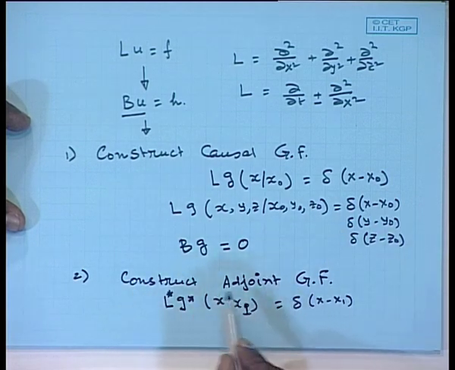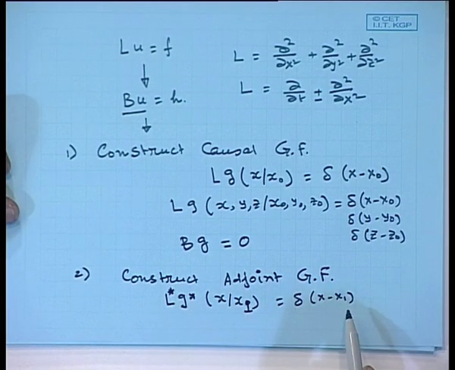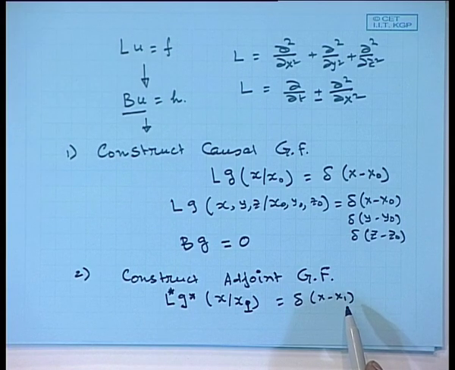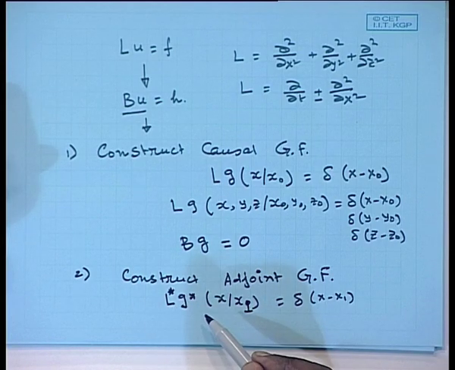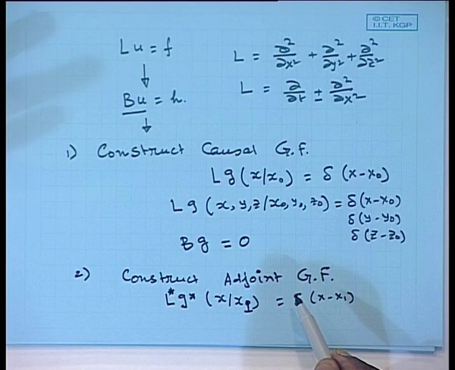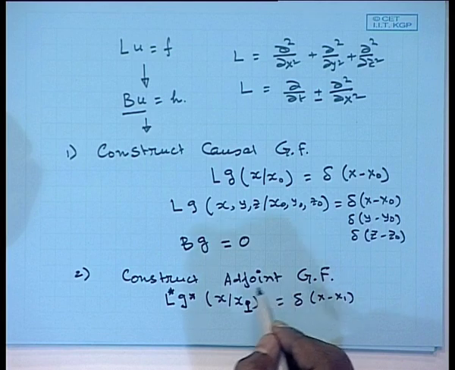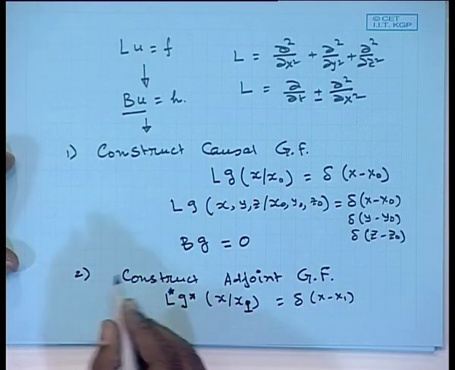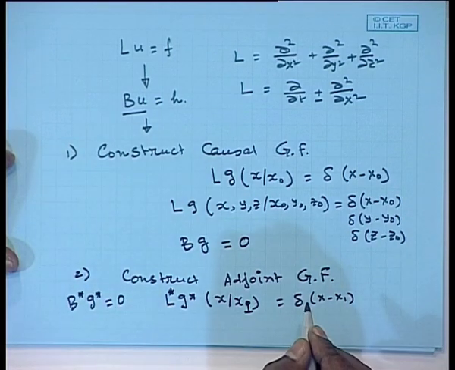This adjoint Green's function will be formulated by L star G star of x by x1 is equal to delta x minus x1. That means we are giving a unit impulse at the location x equal to x1 in the case of the adjoint Green's function, and the operator will be the adjoint operator. In the last few classes we talked about how, given an operator, to obtain an adjoint operator. Here also you will force the boundary condition of the adjoint Green's function to be homogeneous. That means B star G star will be equal to 0.